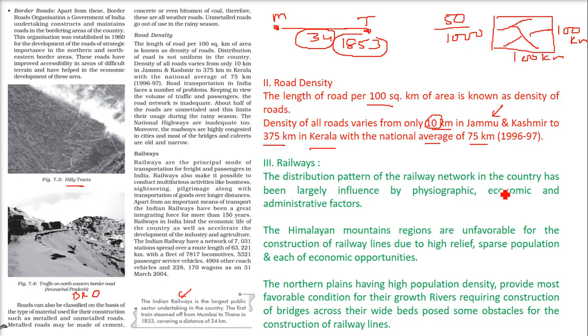Now the distribution pattern of the railway network in the country is hugely influenced by various factors like geographic factors, physiographic factors, economic factors, and also administrative factors. So different factors affect what kind of railway there is and what the distribution or network of railways is. The Himalayan mountainous region is not very favorable for construction of railway lines. If you have ever come to Mussoorie, there is a line that was already surveyed by the Britishers, but still there is no train. But there is now a train from Jammu and the Udhampur area to Srinagar. So that has already been made in spite of being a mountainous region. The factors that come into the construction of railways are high relief, sparse population, and also economic opportunities, right?